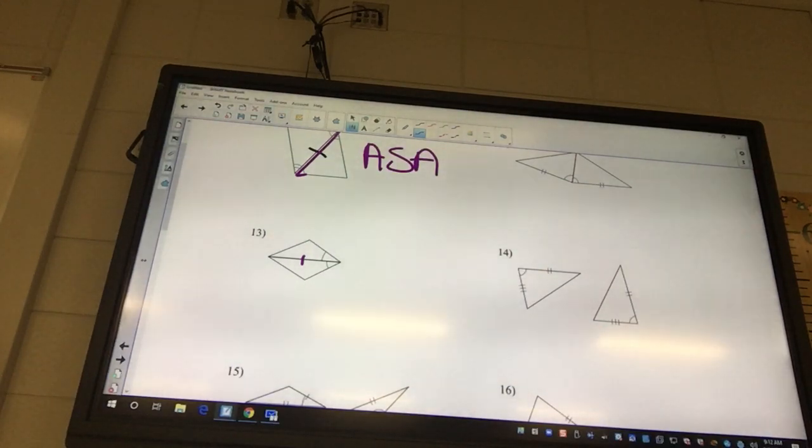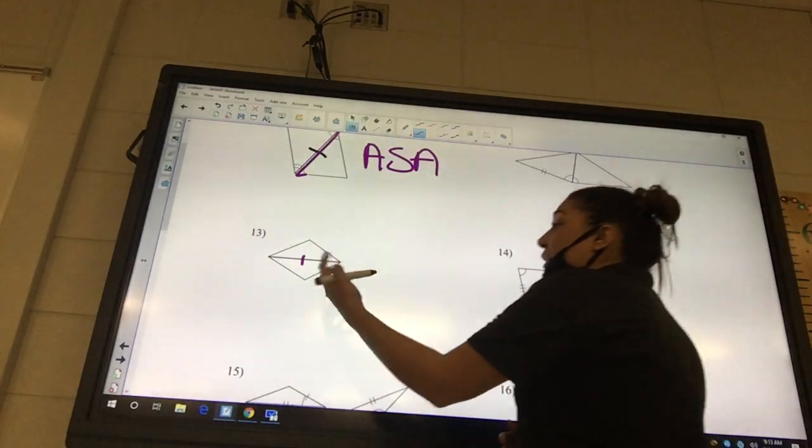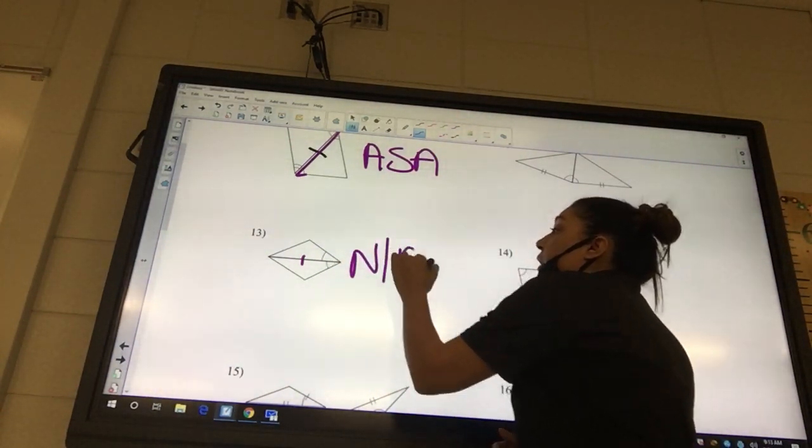How many things at least need to be marked in order for you to write something down? At least 3. Granted, the order does matter, but you would need at least 3 angles marked, 3 sides marked, 2 angles and 1 side, or 2 sides and an angle, okay? And so there's not 3 things marked, and so we already know that that's not gonna work, okay?